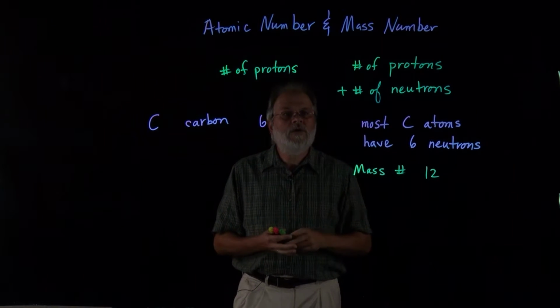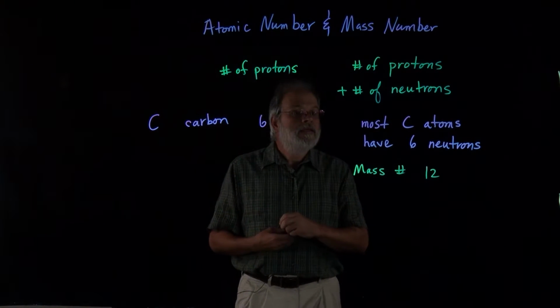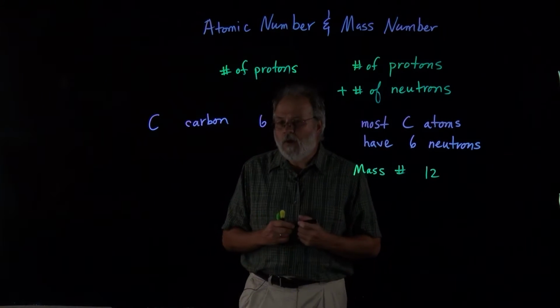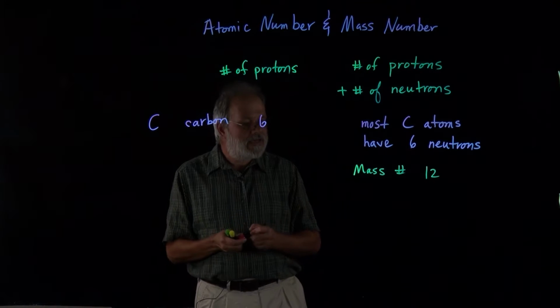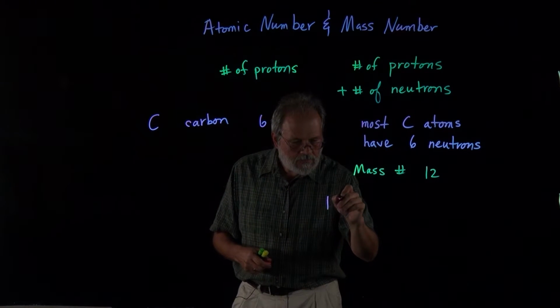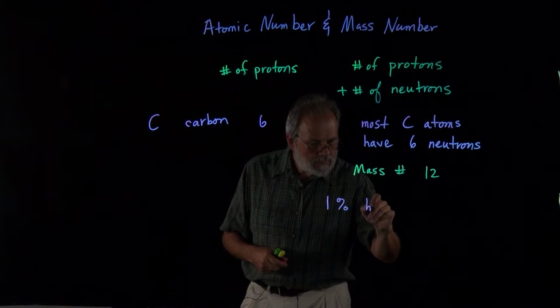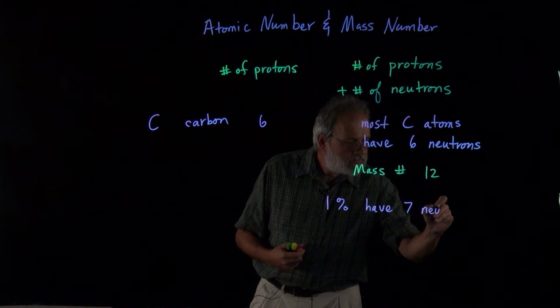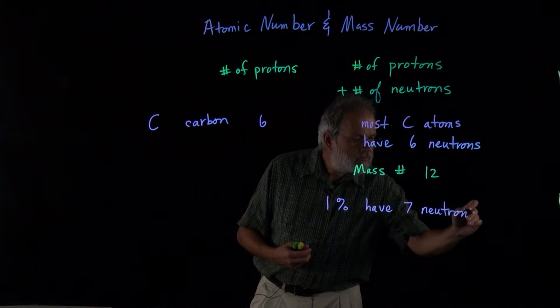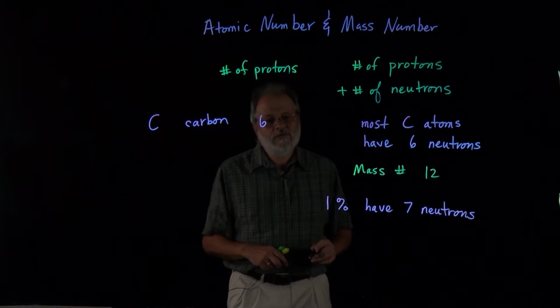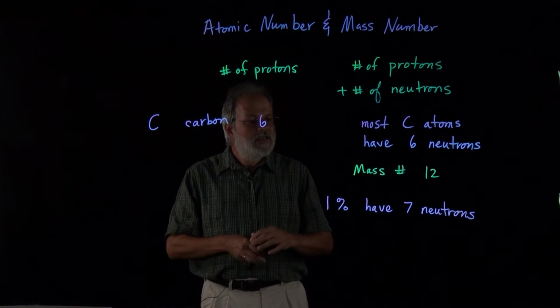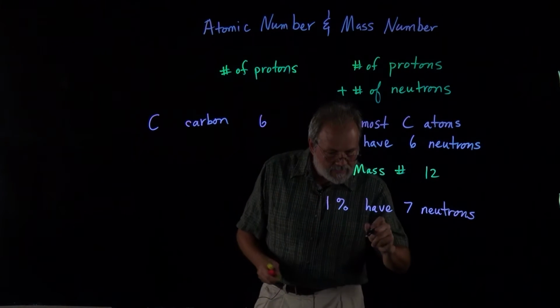All right, so now there are some carbon atoms, a very small amount, about 1% of carbon atoms, that have 7 neutrons. And so the mass number of those types of carbon atoms is 13.